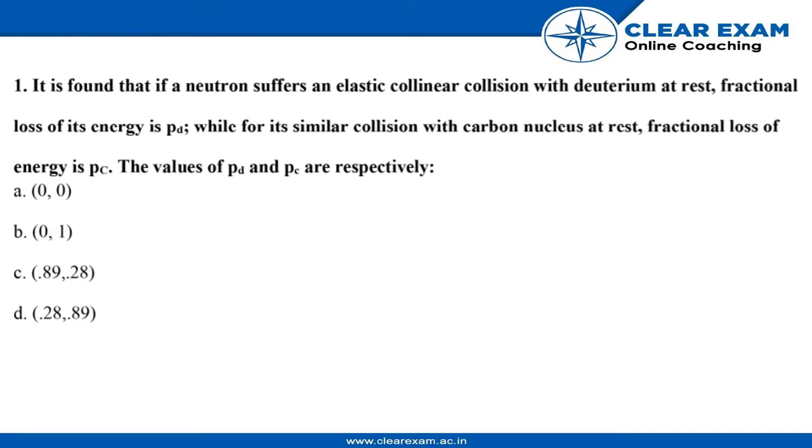So it says that it is found that if a neutron suffers an elastic collinear collision with deuterium at rest, the fractional loss of energy is PD, that we will assume, while for the similar collision with carbon nucleus at rest, the fractional loss of the energy is PC. So we have to find the value of PD and PC respectively.